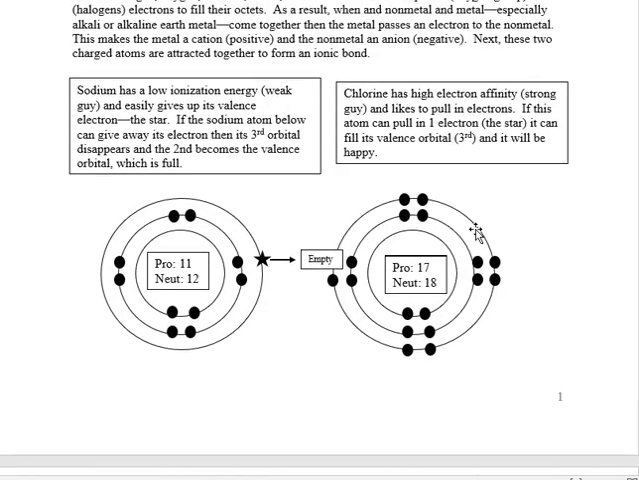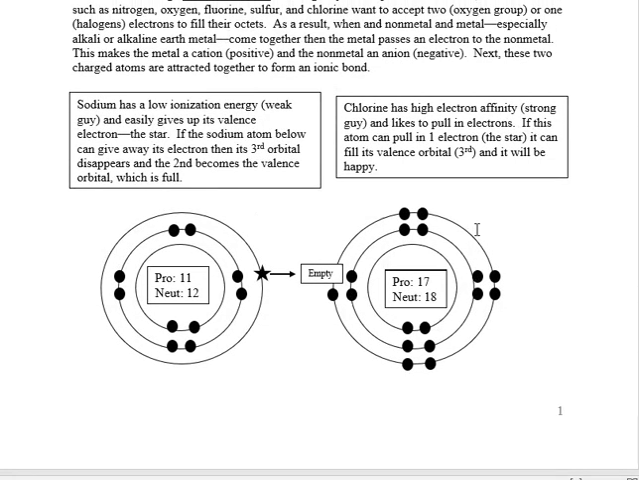So here's the example you saw in the video. So sodium has a low ionization energy. It's a weak guy. And it easily gives up its valence electron. That would be the star. If the sodium atom below can give away its electron, then its 3rd orbital disappears. It no longer has anything in the 3rd orbital. And the 2nd orbital becomes the valence orbital, which is full. It has 8 electrons in it.